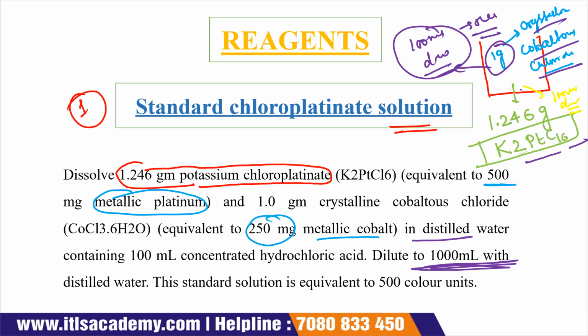Then this standard solution is equivalent to 500 color units. After we add the 1000 ml of distilled water, our standard chloroplatinate solution is ready, and it is equivalent to 500 color units. So the first reagent is ready, that is the standard chloroplatinate solution.